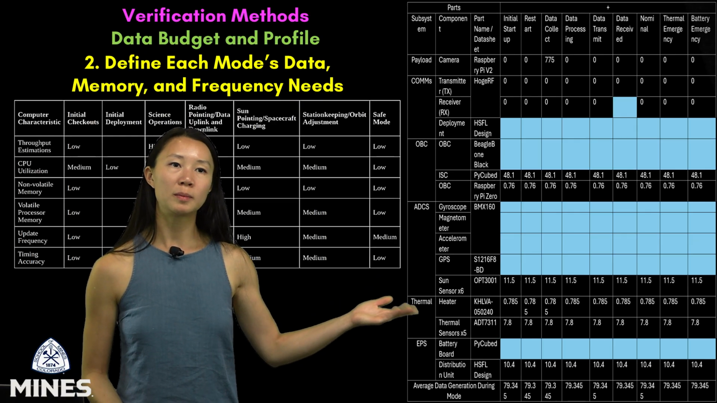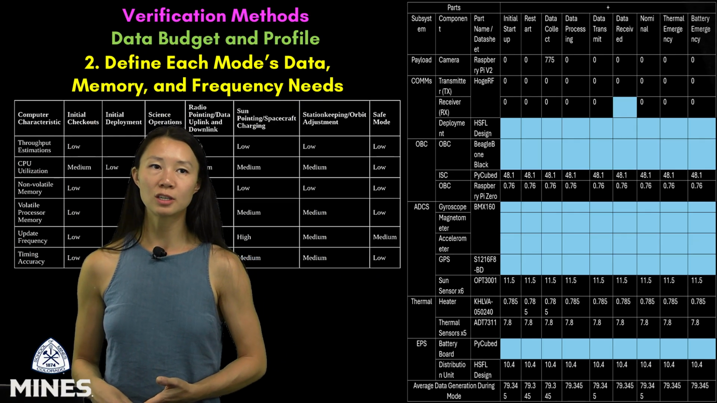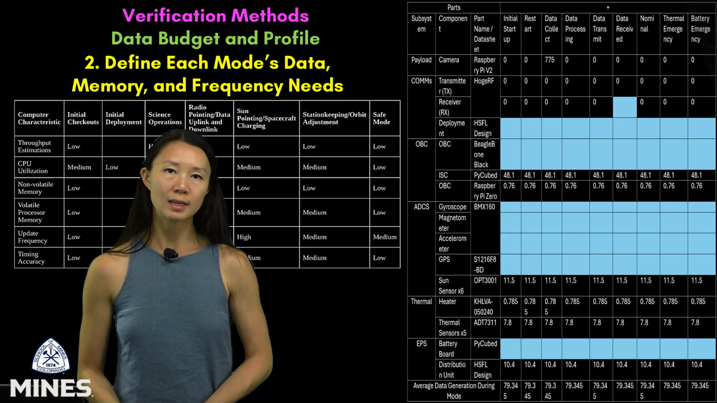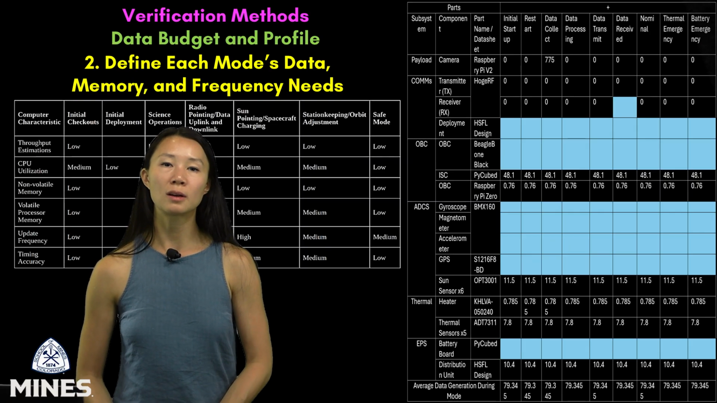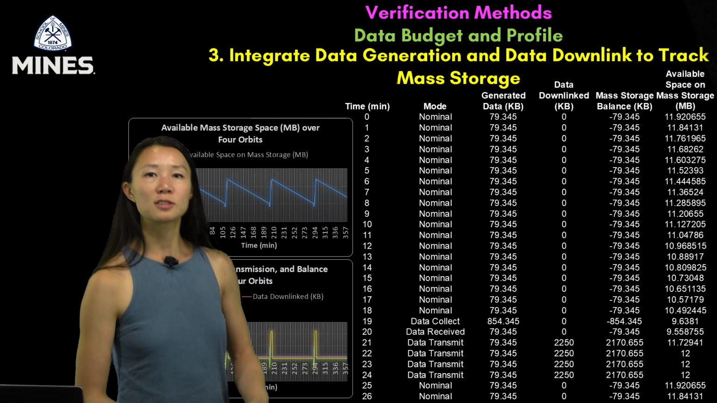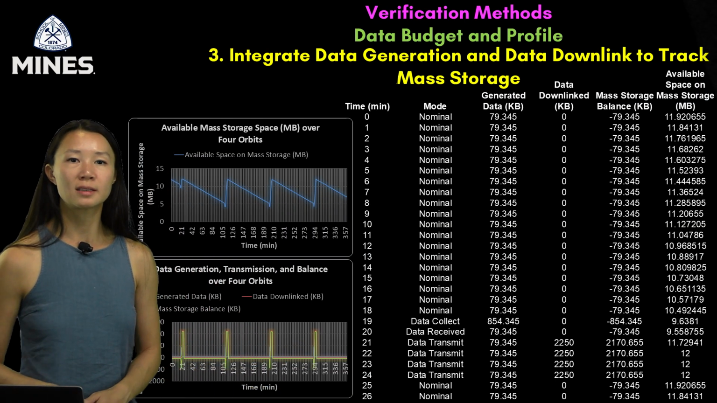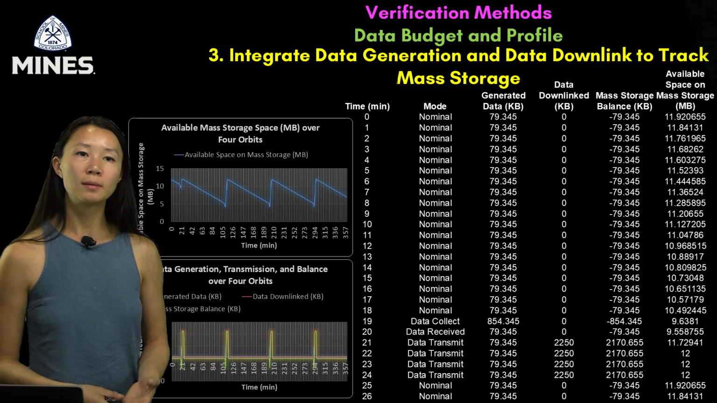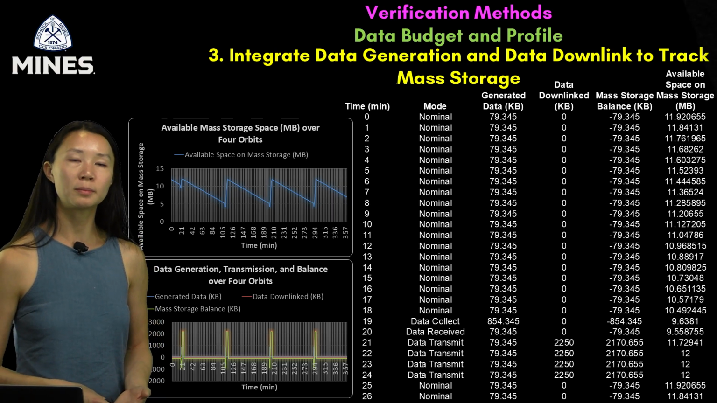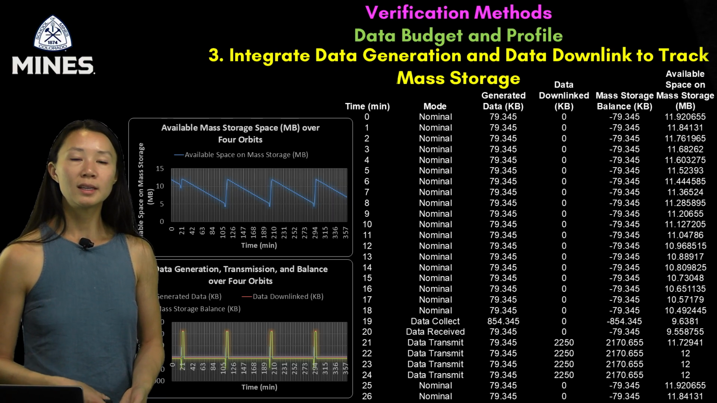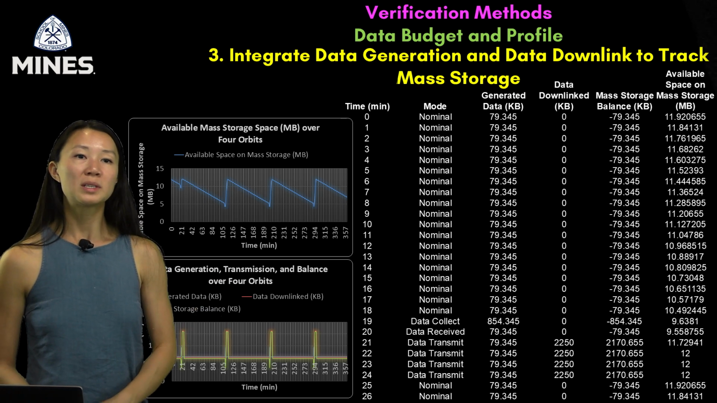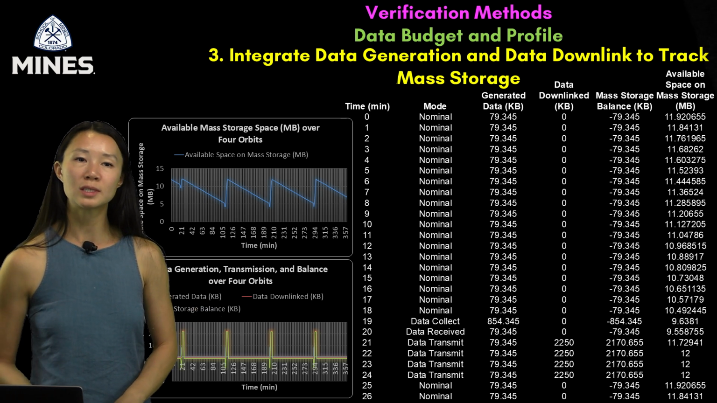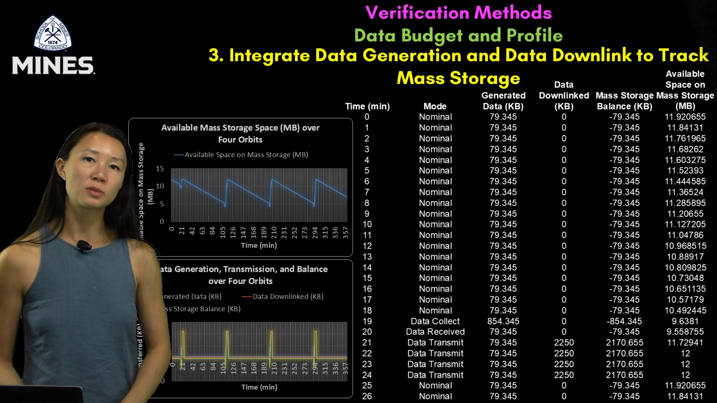We fill out this table by going back to each component's datasheet, pulling values for data rate, sample frequency, and packet size, and then multiplying them based on what's active in each mode. To wrap up the verification process, we have to look at how well our mass storage system can keep up with a mission timeline. Even if our processor and data bus are sized correctly, we still need to check, can we store data at the rate that is generated and offload it fast enough before storage fills up?